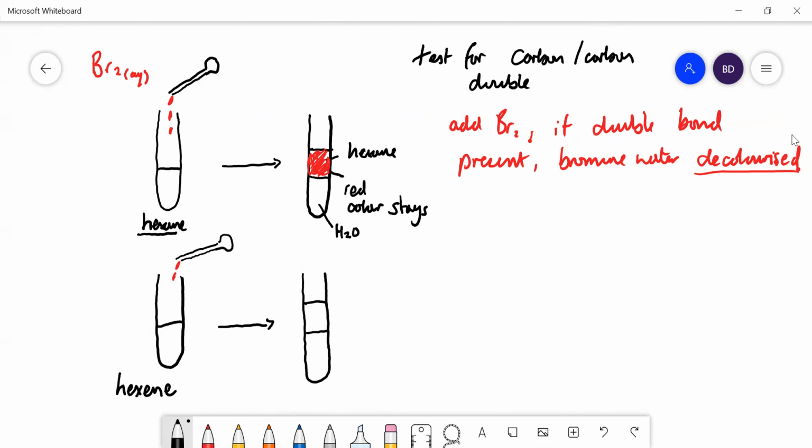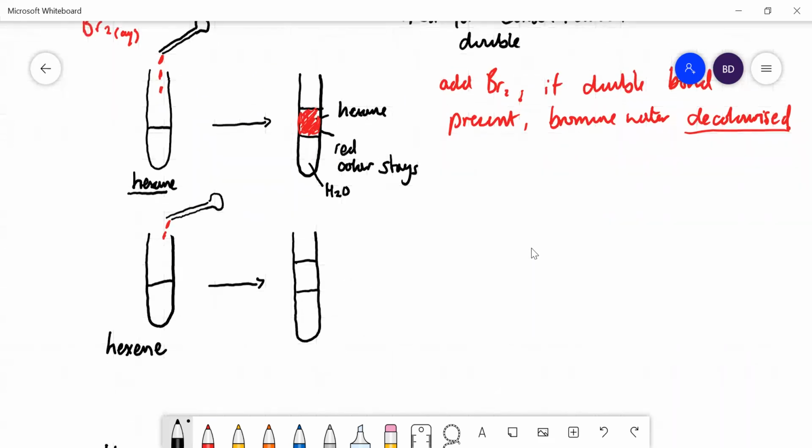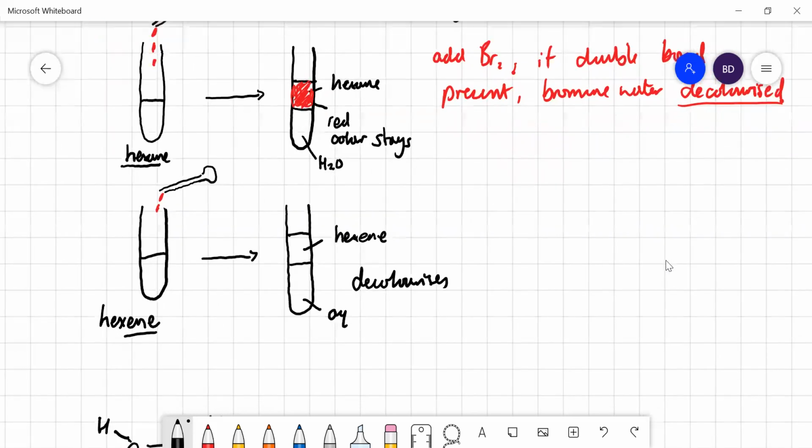You do the same with hexene, and you will see that the bromine water decolorizes, showing you have got a double bond. There will be the aqueous layer then, and this will be the hexene plus the product that it's formed, which we'll talk about in a minute. And again, those two don't mix with each other. But the important thing is no red color left. The bromine has been decolorized.